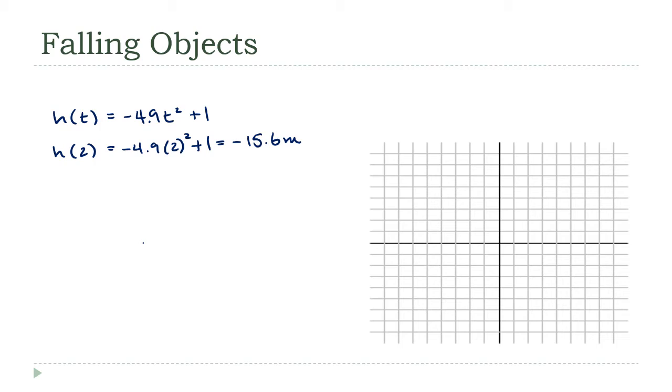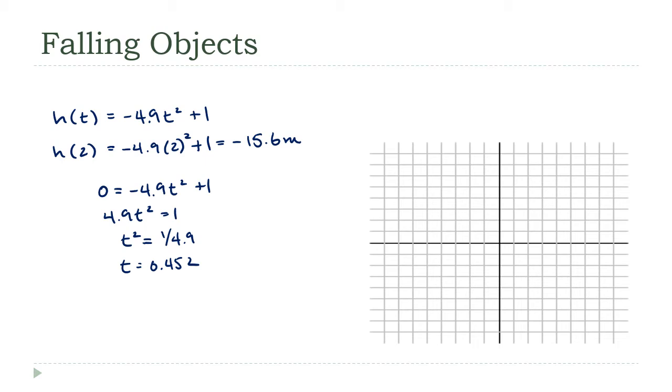How long does it take for it to get to the floor? Well, at the floor, the height is 0. So I want to solve the equation 0 equals negative 4.9 t squared plus 1. We'll move the 4.9 t squared over, divide both sides by 4.9, and then take the square root of both sides. If I do that, I get t is equal to 0.452 seconds. Less than half a second before that pen hits the ground.